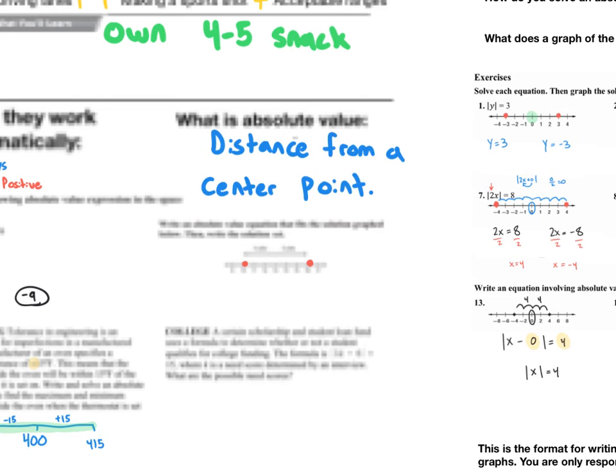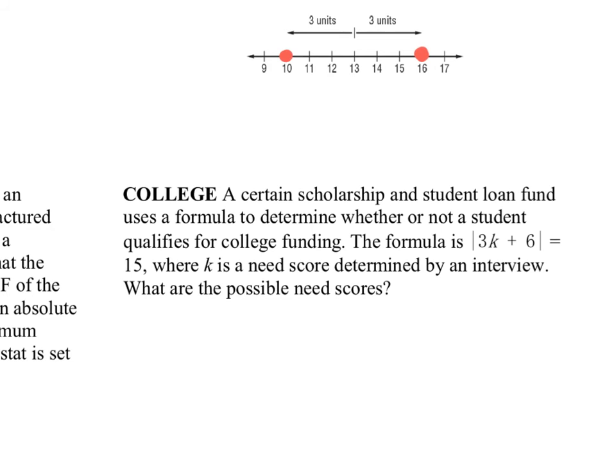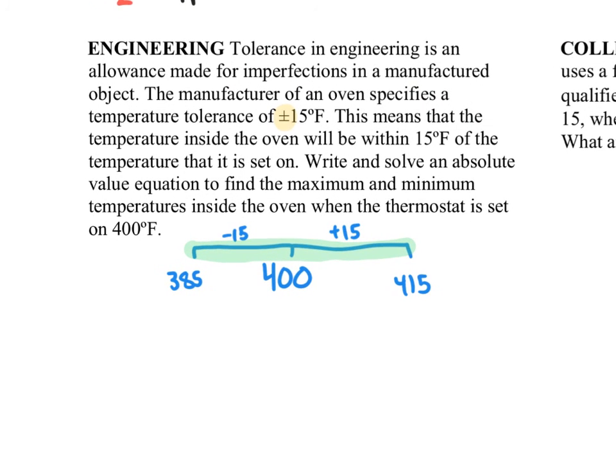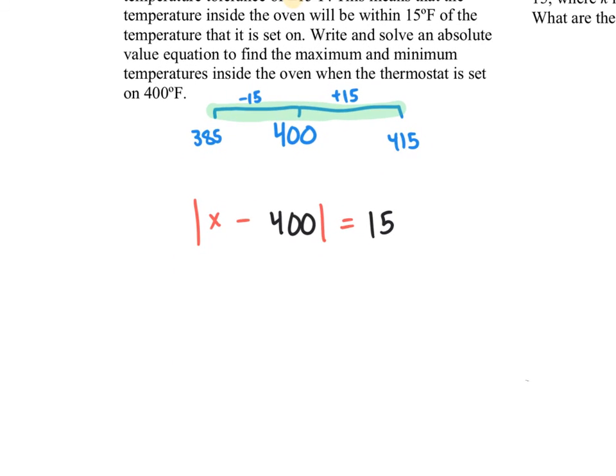So back on this, as I mentioned, we would now be able to write out the equations that match this number line. We could solve this college problem, and we could write the equation for the engineering one. That's the one I'll start with first. I'm going to set up my absolute value, my variable x, subtraction sign. Our center point is 400, and the distance from that center point is 15.